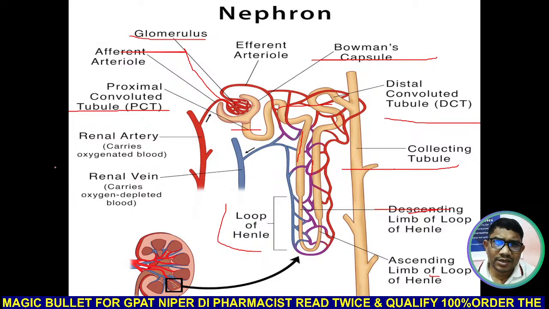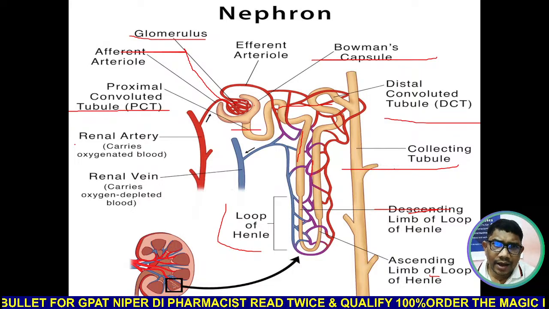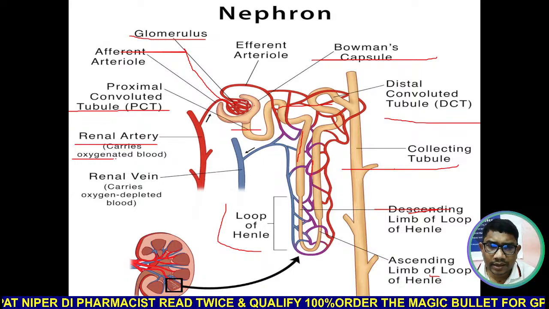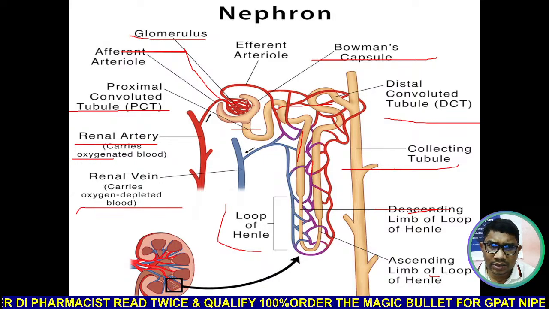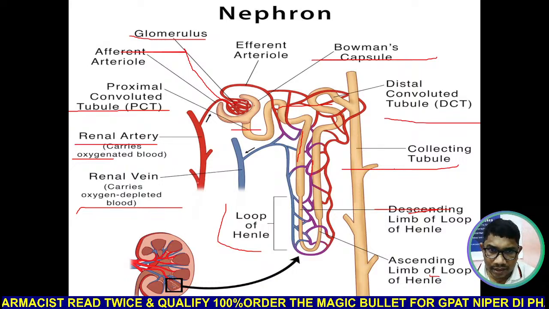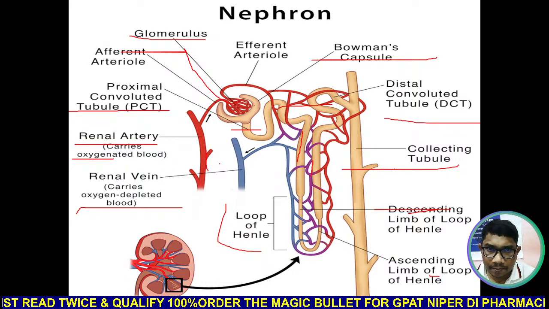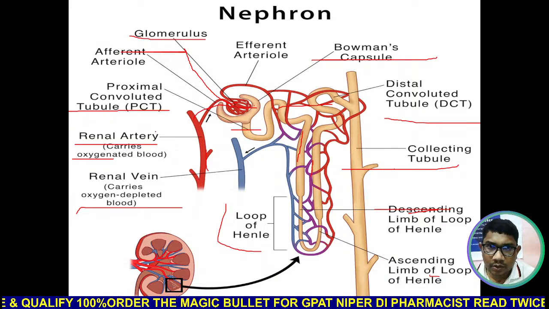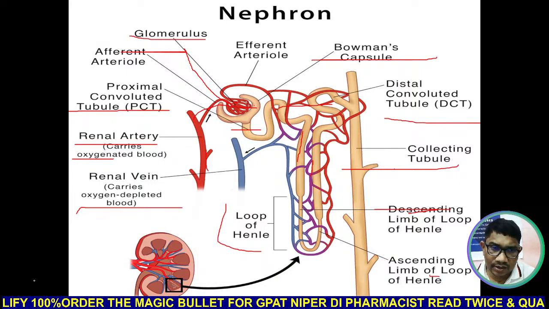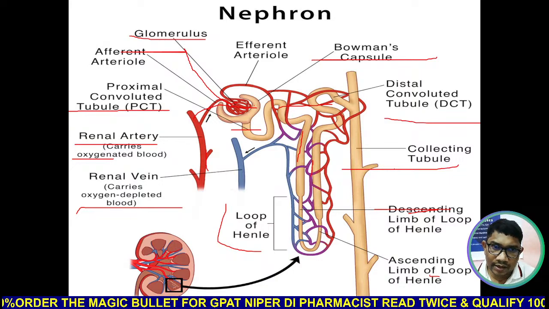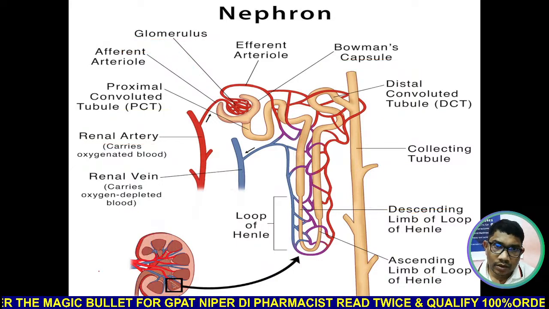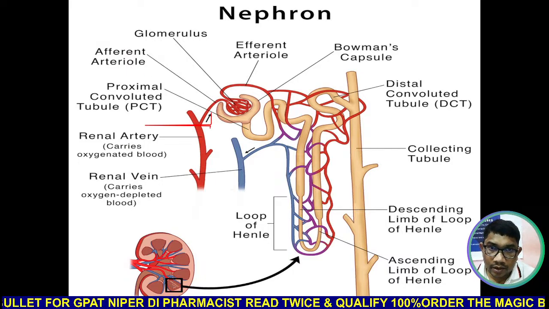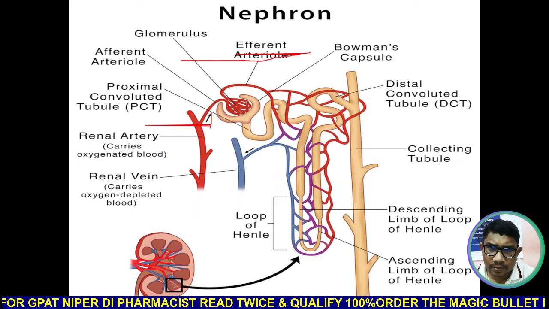Now blood supply to the nephron is done by renal artery. Renal artery will carry oxygenated blood to the kidney. Renal vein will carry deoxygenated blood from the kidney. तो ये renal artery है, ये vein है. Artery will send blood to glomerulus. This one is known as afferent arteriole, जो artery blood लेके जा रही है glomerulus में, and this one is known as efferent arteriole.